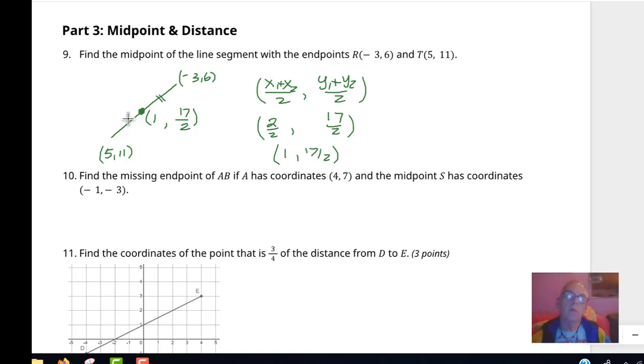So I'm going to show it's a midpoint by putting corresponding congruent marks on it. And again, this doesn't have to be to scale. You just want to sketch it as a reference.